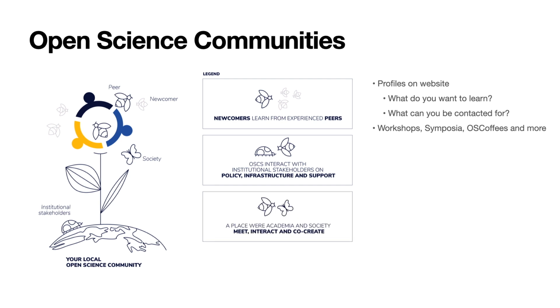And by the same token, an open science community is also a place where academia and society can meet, interact, and co-create. For example, in projects on public engagement, but also in collaborating with societal stakeholders such as policy, politics, ministries, companies, patients, and citizens.